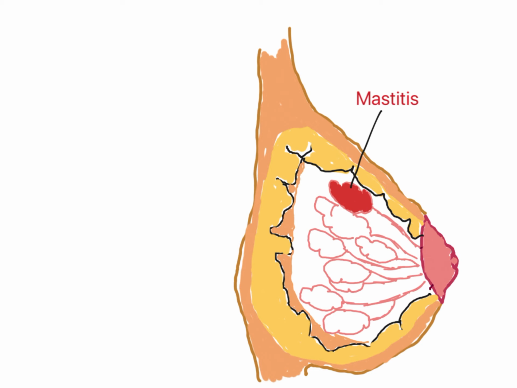So some of the signs and symptoms of mastitis are tenderness, warmth to the touch, breast swelling, pain or burning consistently while breastfeeding, and a fever of 101 or greater.